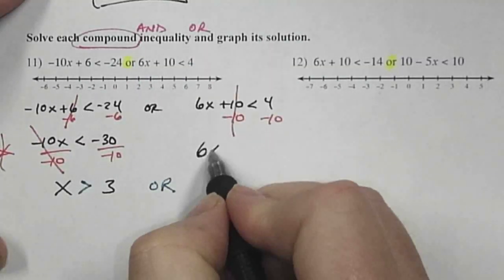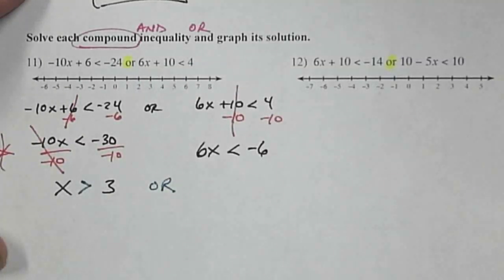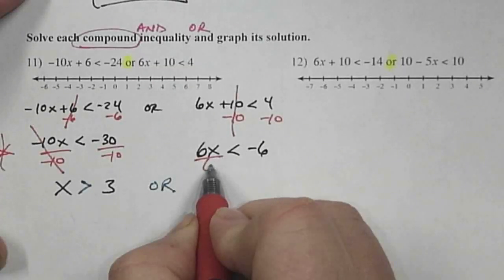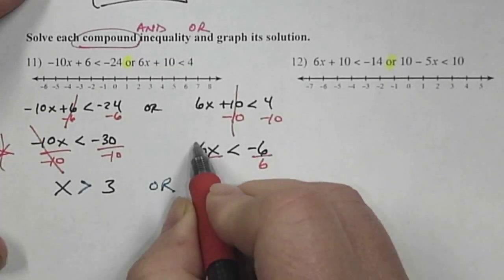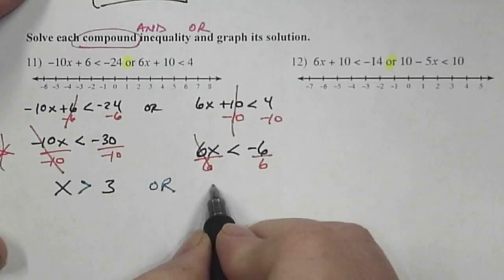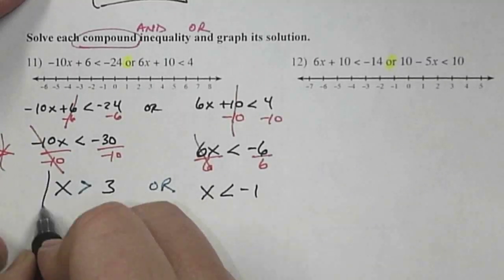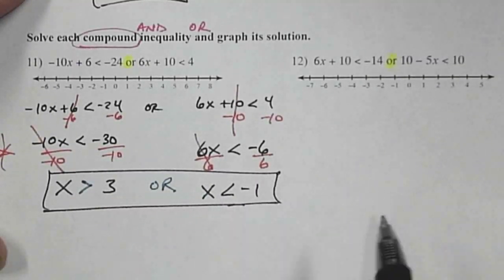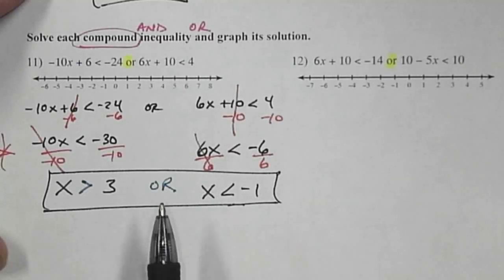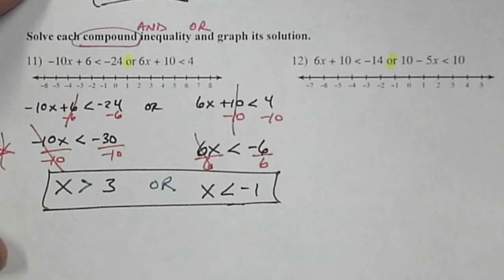We get 6x is less than negative 6. We are dividing by a positive number, not a negative number. So x will be less than negative 1. And here is my answer. Remember, an "or" statement must say "or."